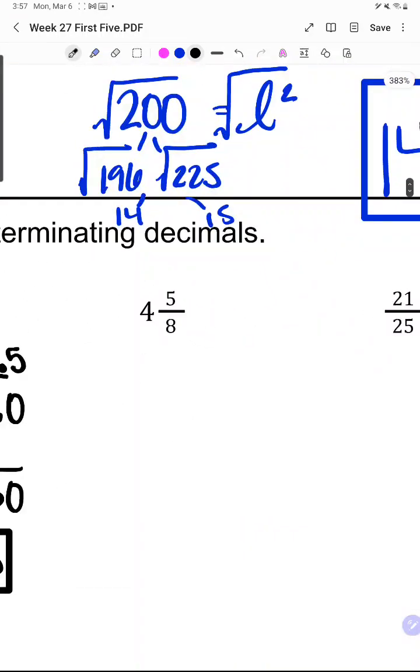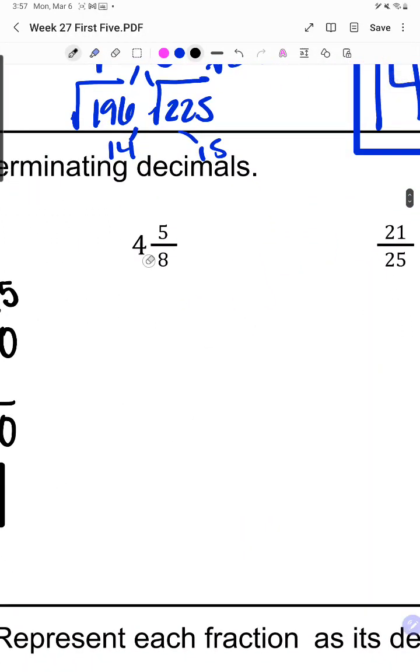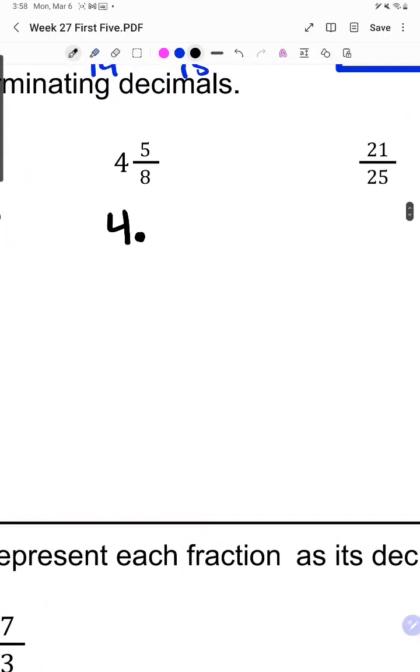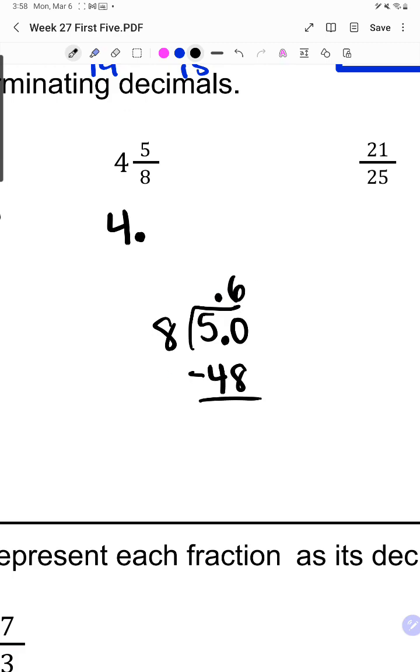And then we have 4 and 5/8. So my whole number is 4. So I'm going to write 4 point something. And to figure out what goes after that 4, I'm going to do 5 divided by 8. 8 does not go into 5, so we'll add a decimal and a 0. 8 goes into 50 6 times. 48. That leaves us with 2. We'll add on another 0.